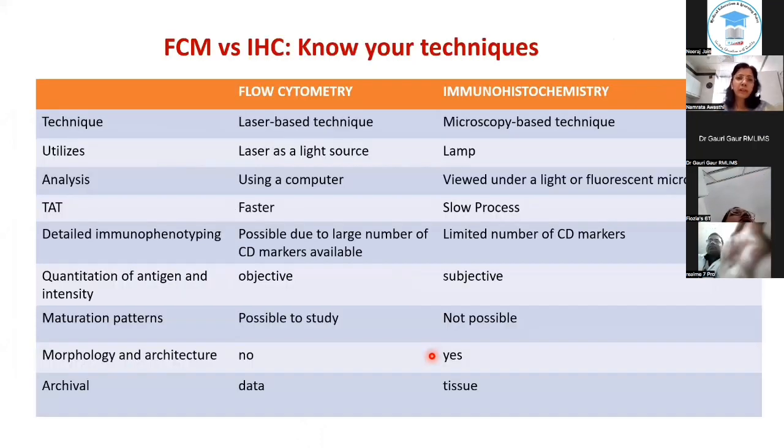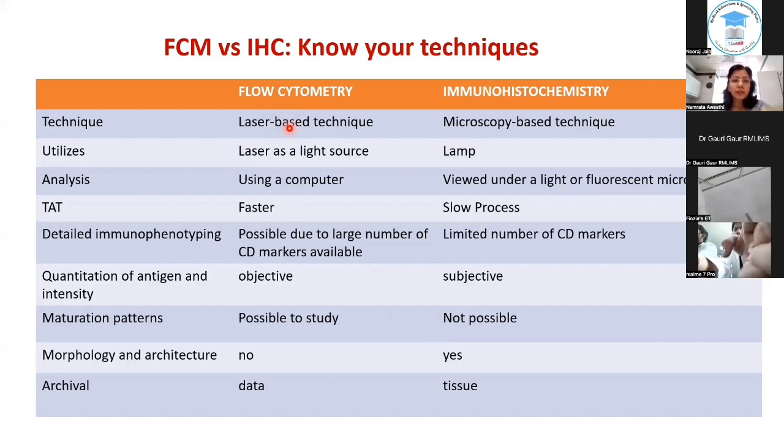Now, we all are very aware of immunohistochemistry. Flow cytometry and immunohistochemistry are two techniques for immunophenotyping of our cells of interest. And both have their own advantages and limitations. None is less than the other. So let us see what these two offer. Flow cytometry is a laser-based technique and IHC is a microscopy-based technique. Flow utilizes laser as a light source, whereas IHC uses a lamp. Analysis in flow is using a computer, whereas in IHC, it is viewed under a light or a fluorescent microscope.